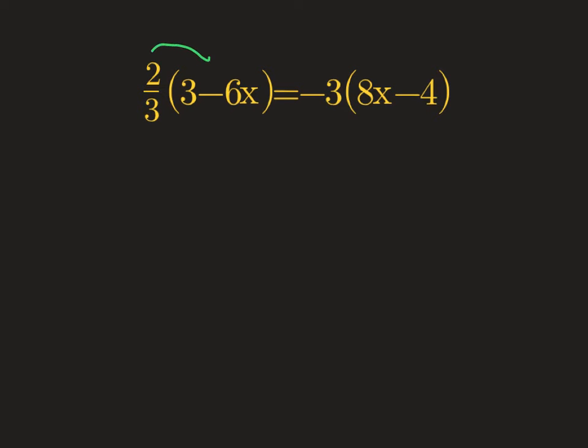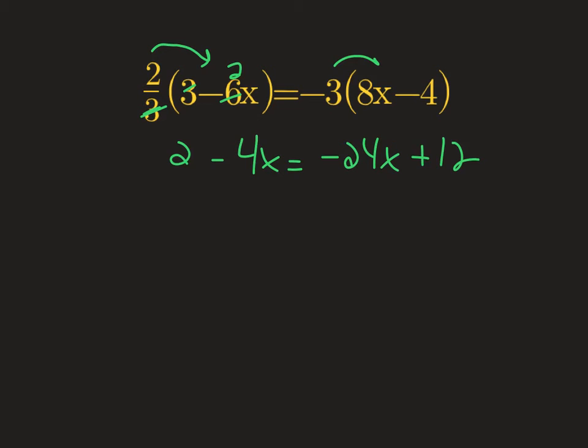I'm going to do 2/3 times this whole first parentheses. If I do 2/3 times the 3, the 3's are going to cancel each other. So all that leaves me with is a 2. That's awesome. And if I do the second term, the 3 and the 6 cancel each other. Like 3 goes into 6 2 times. 2 times 2 is 4x. Distribute the negative 3. That'd be negative 24x plus 12.